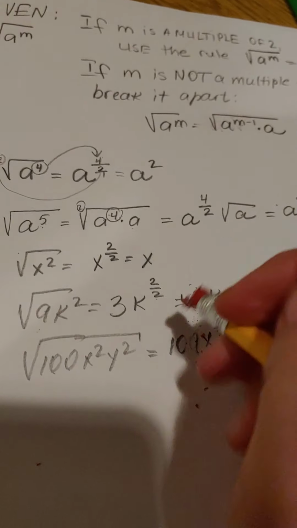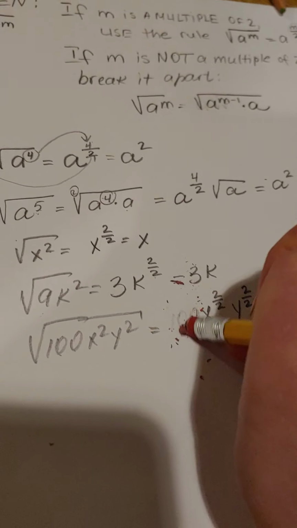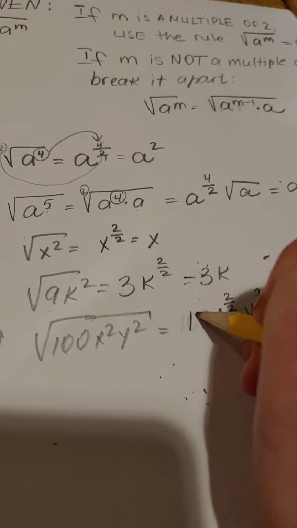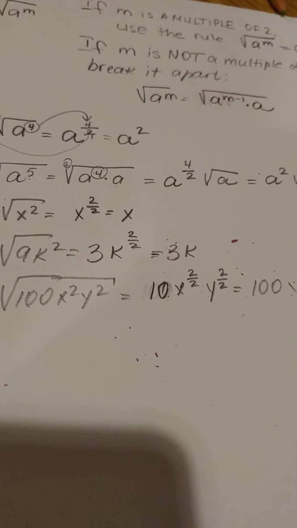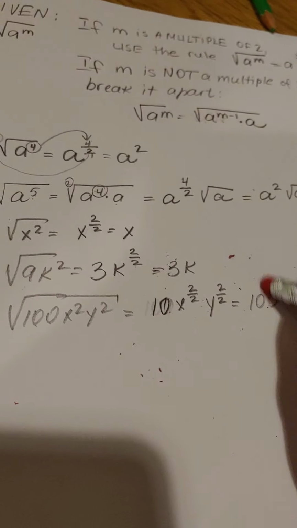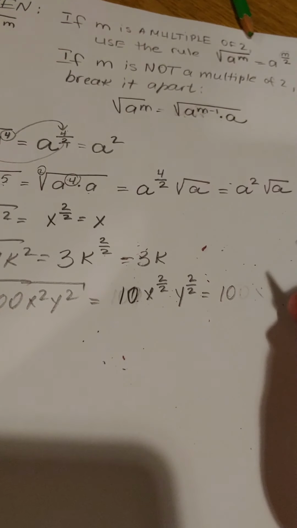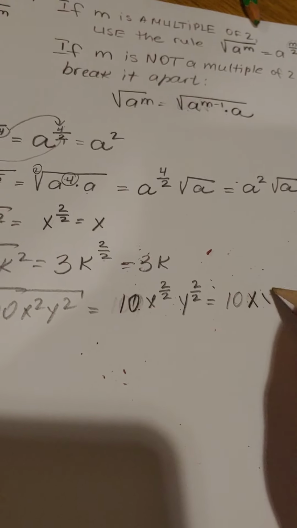I just keep writing down the 100. No, it's not 100, it's 10, okay? So I say 10 and then I write down the 100. So don't do that. Please don't take this. Don't do what I do. Okay, guys? So the answer is 10xy.